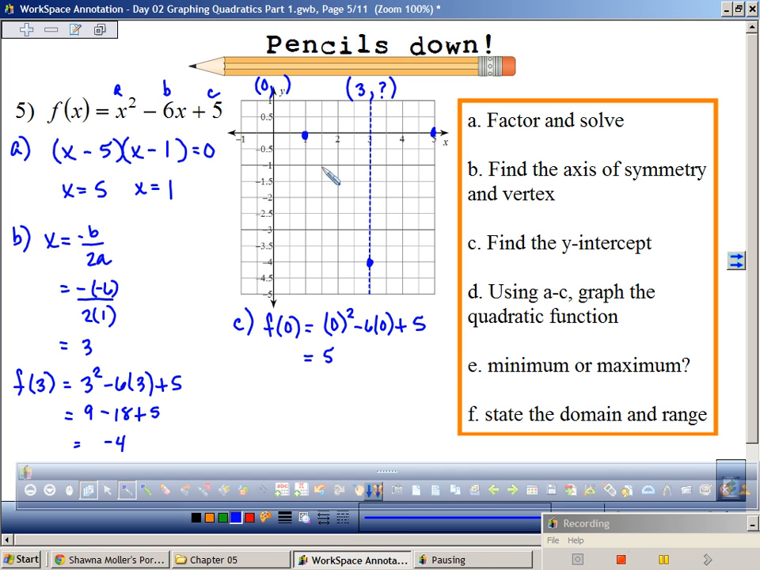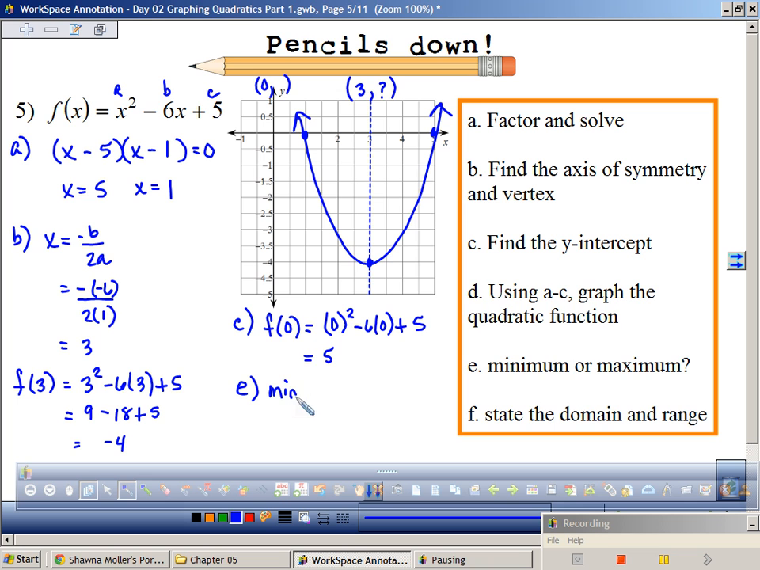Yes, it would. Okay, I'm going to go over here and draw it because it's hard to do it on my screen right there. Last time I did it, it looked like an absolute value function. All right, so I drew my graph. D, let's draw it. E is maximum or minimum. Is this a minimum vertex or maximum?